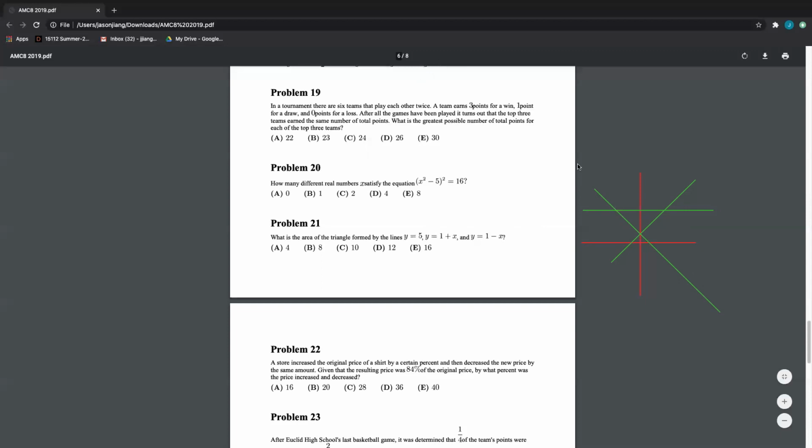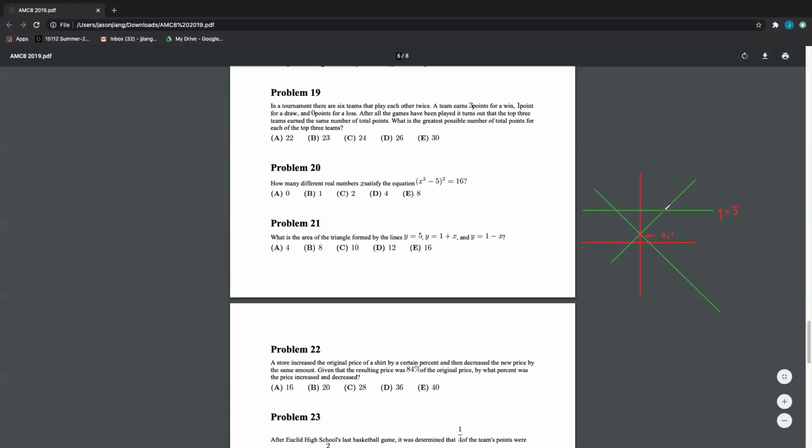Let's look at these lines. This is y equals 5, a horizontal line. This is y equals 1 plus x. So when x is 0, y is 1. We have this intersection point because when x is 0, y is 1 for both of these lines. So we know this intersection point here is 0, 1.